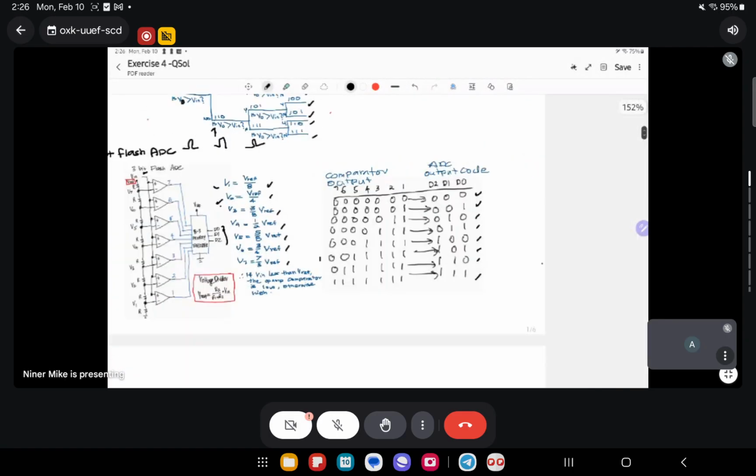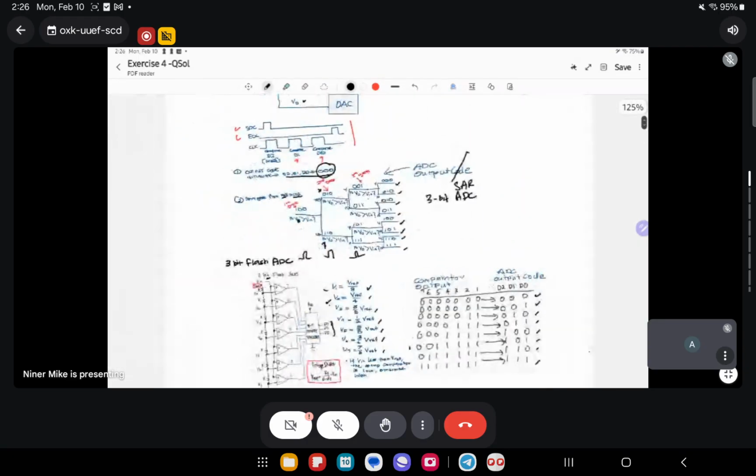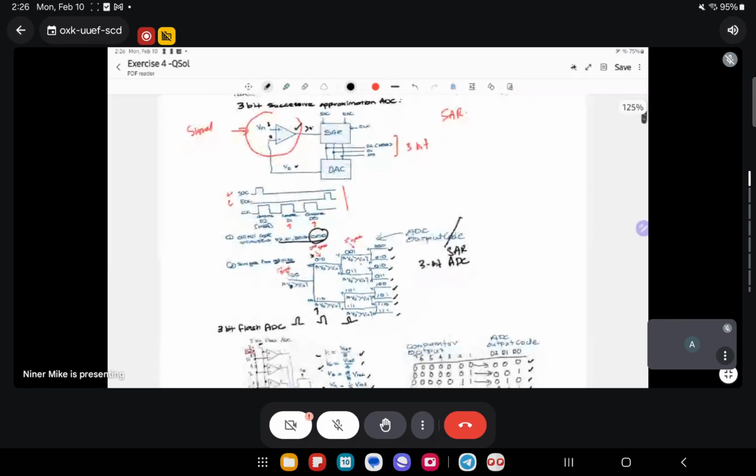Okay, that is a flash ADC. Understand? Faham? You can go back and check. But this is a fundamental calculation, fundamental to understand what the flash ADC is and also what the successive approximation ADC or SAR is.